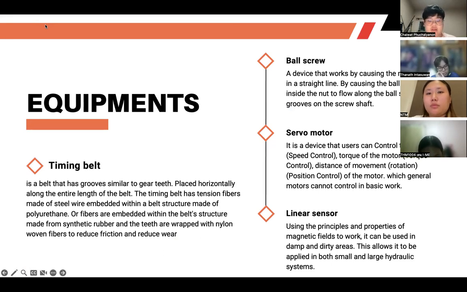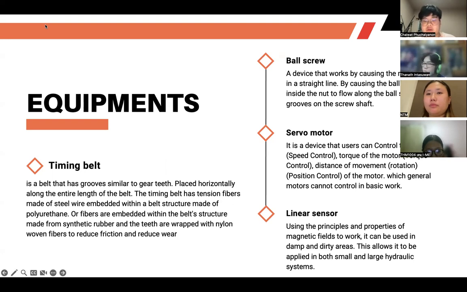The timing belt has tension fibers made of steel wire embedded within the belt structure, which is made of polyurethane. So next is the ball screw. A ball screw basically uses a nut to move in a straight line by causing the ball bearings inside the nut to flow along the ball screw grooves on the screw shaft.